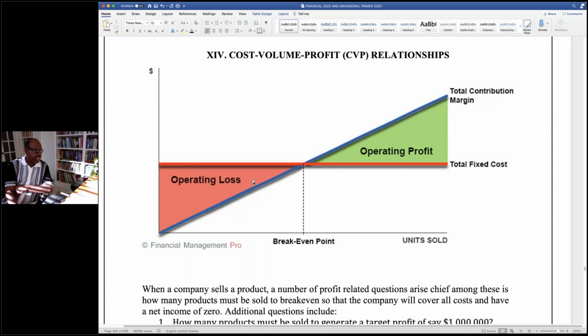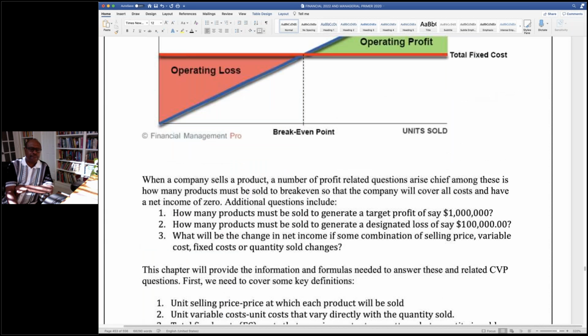What's it going to look like in a loss situation? And what's it going to look like in a profit? So that's what this line is kind of showing, the break-even point in terms of quantities that y'all are looking for. So it's the chart that kind of shows it.